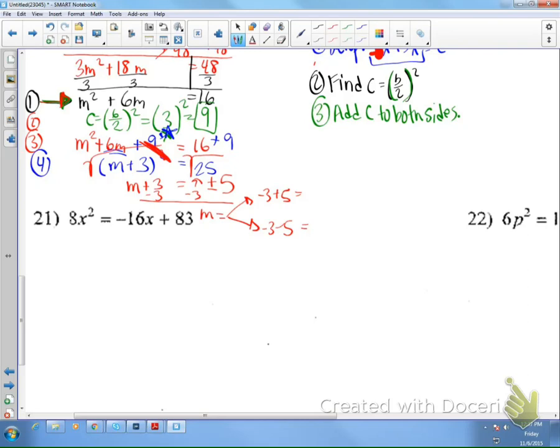Negative 3 plus 5. Allie, what's the top answer? 2. Abby, what's the bottom answer? Negative 8. And then we can easily graph those. Negative 8, 7, 6, 5, 4, 3, 2, 1, 0, 1, 2. Graph them, put a parabola through them.